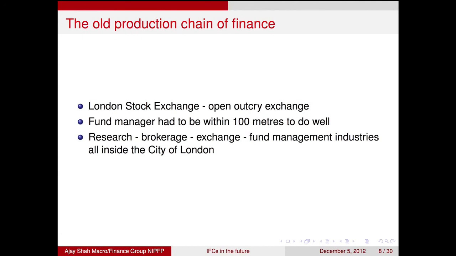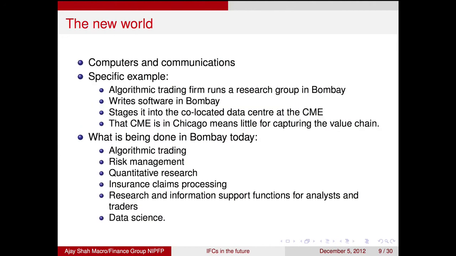So the presence of the London Stock Exchange gave an impetus for the rest of the finance ecosystem to be inside the 1 square mile. So whether it was research or brokerage or an exchange or fund management, all these industries tended to cluster close to each other inside that 1 square mile of the city of London. Now that world is breaking down at a hectic pace because of the rise of computers and communications.